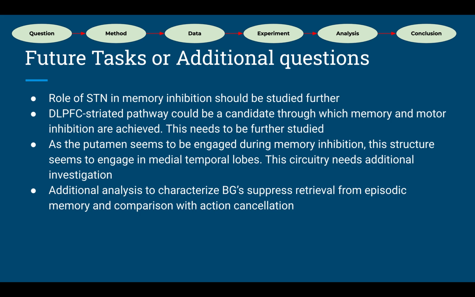But as with any research, more questions get raised than answered. Some of the follow-up studies that can be done: in the memory inhibition, we saw the STN, subthalamic nucleus, was activated, so this needs to be further studied. We also observed that DLPFC is activated in all three tasks. So is there a DLPFC striatal pathway? We need to do further study on that.